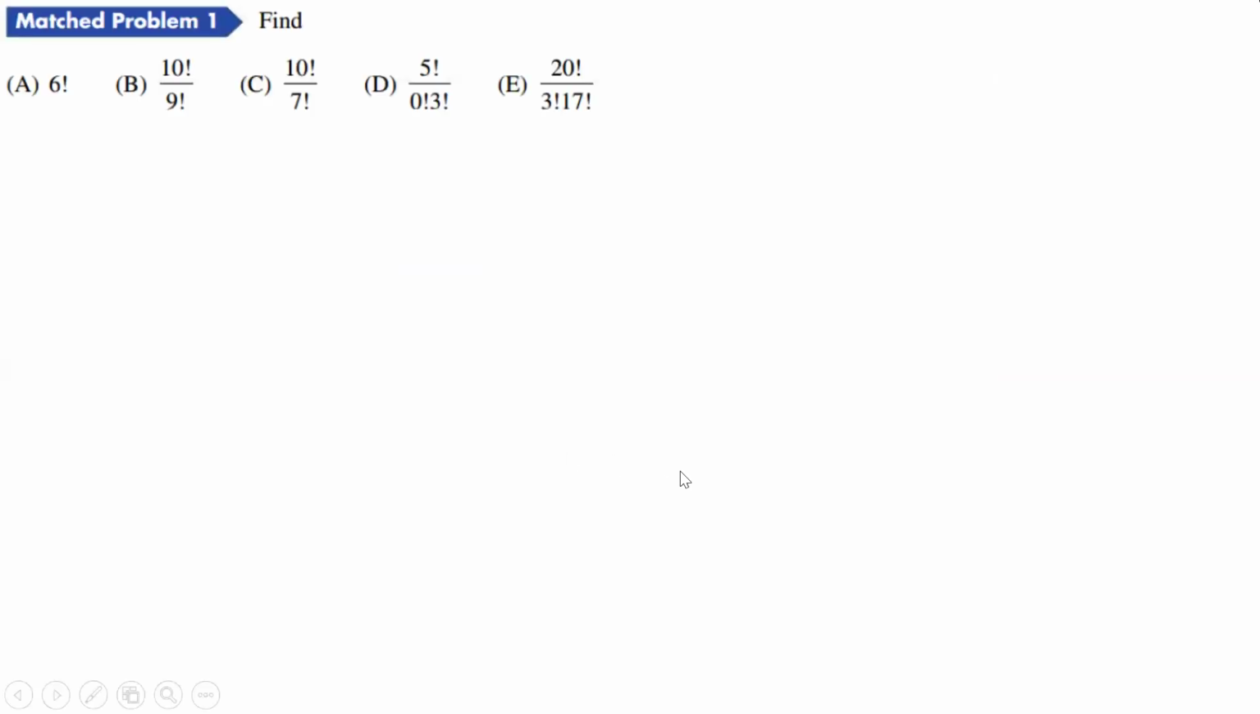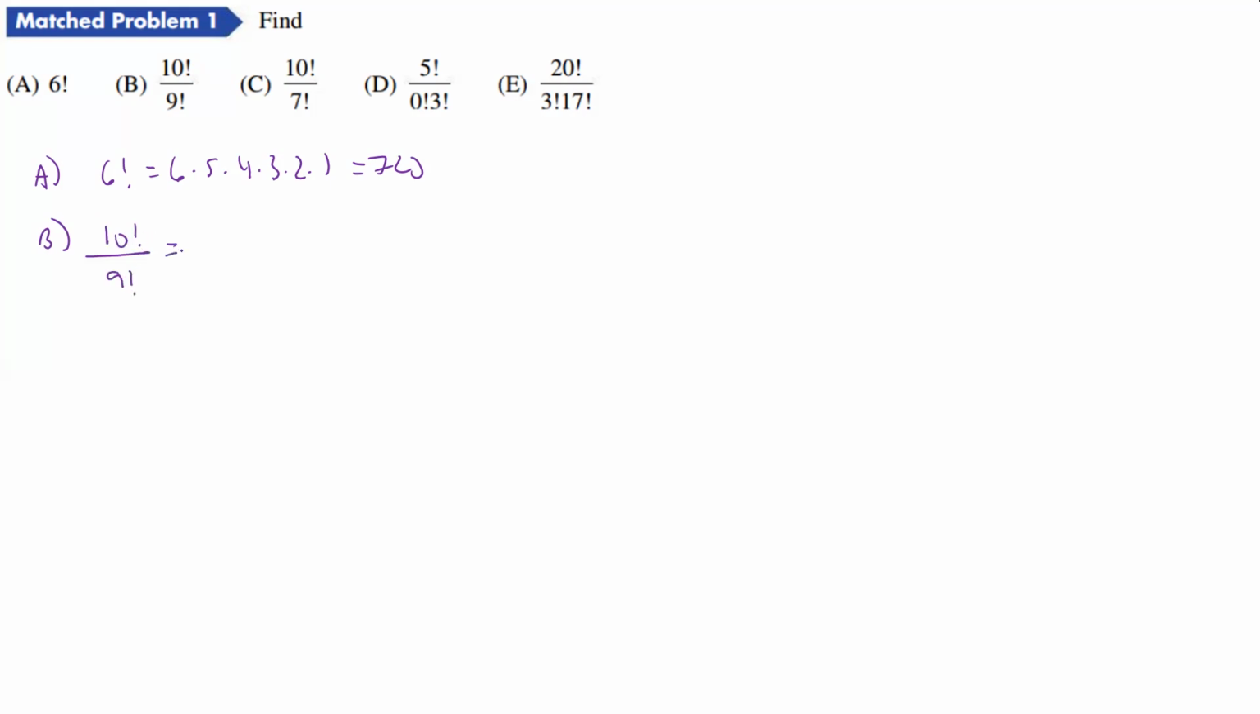So here are some questions. First one is find 6 factorial. Well, A, that's just going to be 6 times 5 times 4 times 3 times 2 times 1. And if we multiply all those together, we're going to get 720.